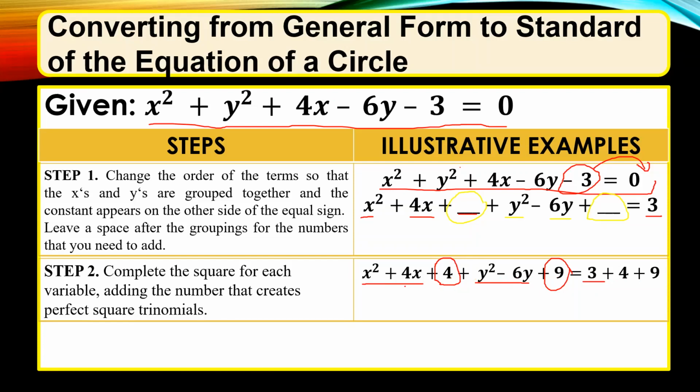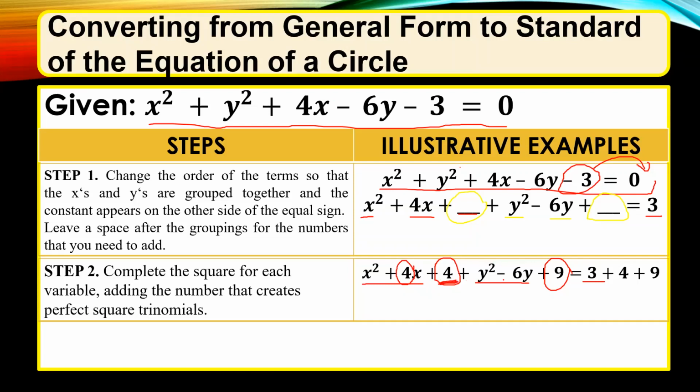To get that, we need to divide this one. 4 divided by 2 is 2, then squared. So again, 4 divided by 2, that is 2. Then squared, that is 4. So therefore, this should be 4. So again, 4 divided by 2, then squared, that will be 4. That's why it became 4 here.